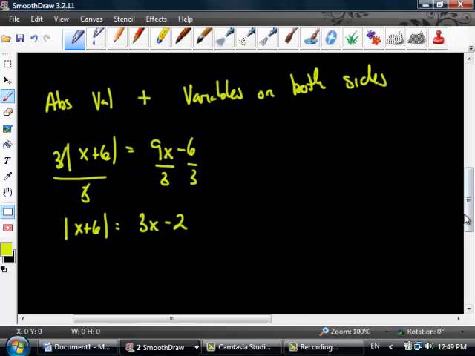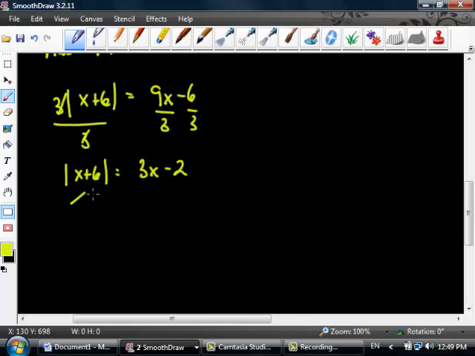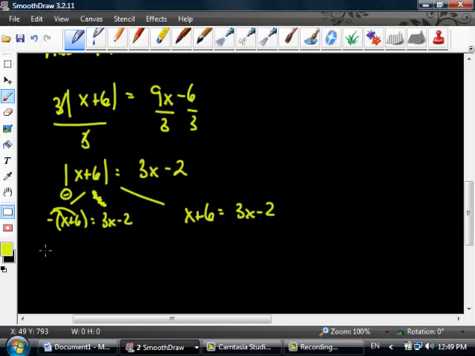Well, I'm going to go ahead and make the negative and positive cases. So negative, x plus 6 equals 3x minus 2. Sorry, get rid of that. And then my positive version is going to be x plus 6 equals 3x minus 2. Okay, I'm actually going to go ahead and distribute this time, just to vary things up. Variety being the spice of life.